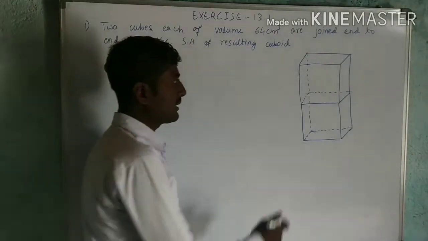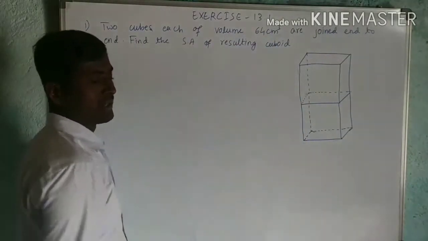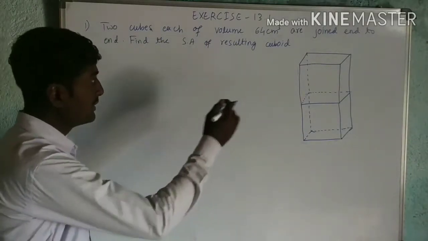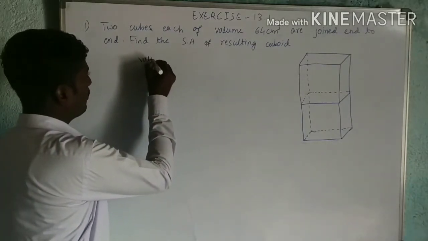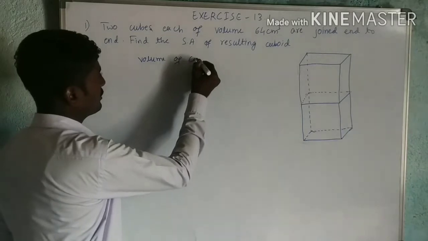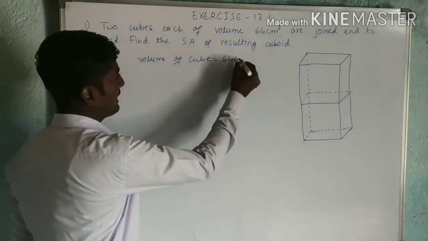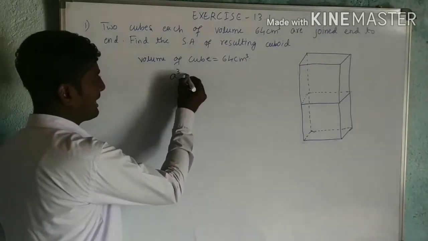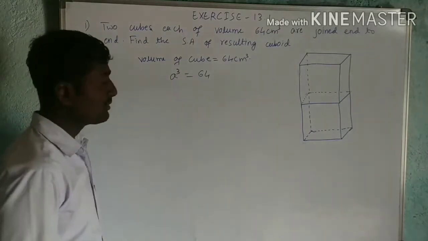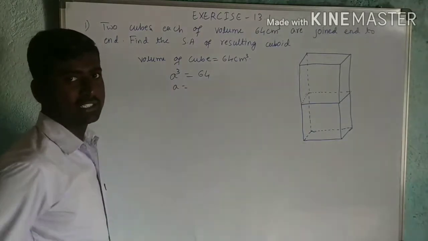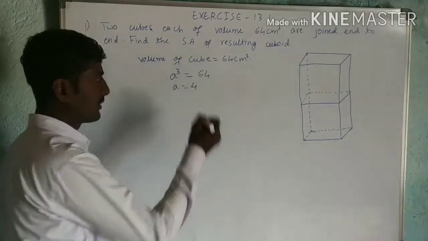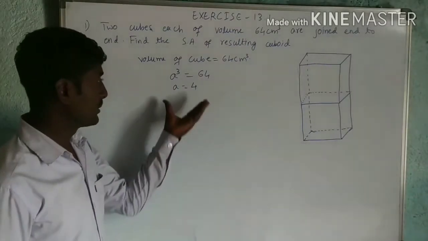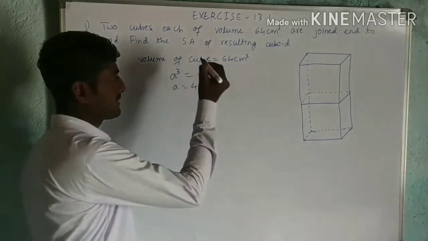Okay. So now here, the volume of this cube is given. We know the formula. What is the volume of the cube? A cube or H cube we can say. So here volume of cube that is given is 64 centimeter cube. Now volume of cube, what is the formula? I will write it as A cube. A cube is equal to 64. Now here A is equal to cube root of 64. That is A is equal to 4. 4 for the 64, 4 for the 16, 16 for the 64. So the edge of this cube is 4 centimeter.